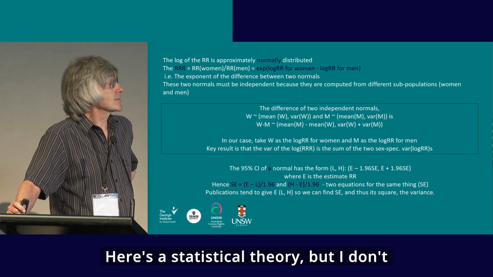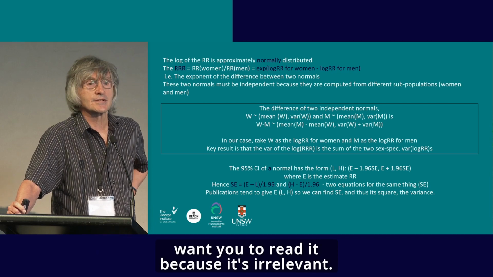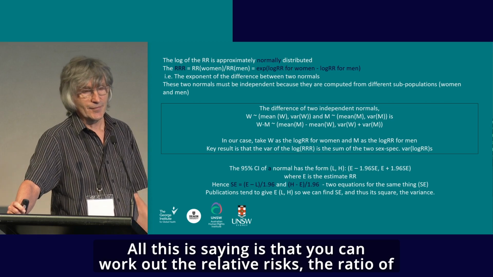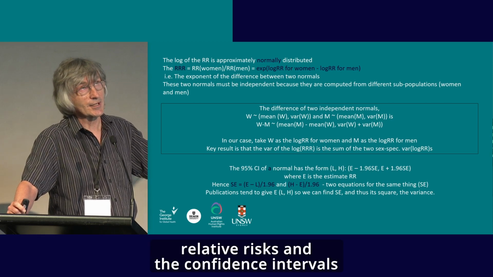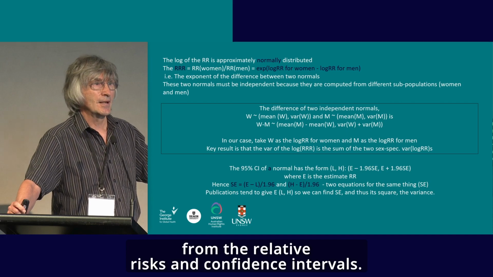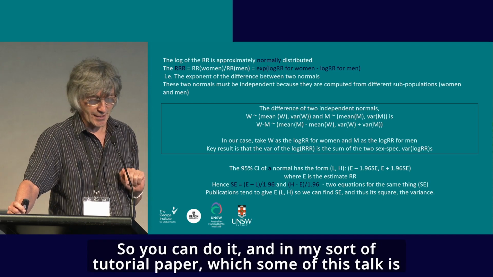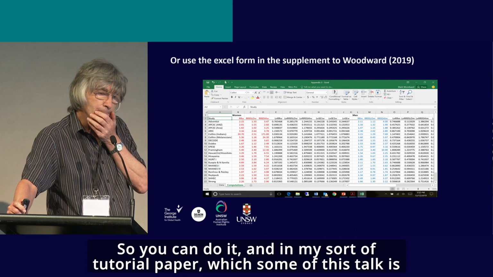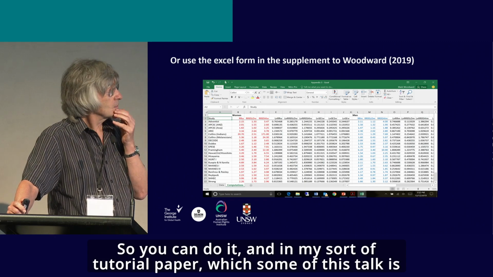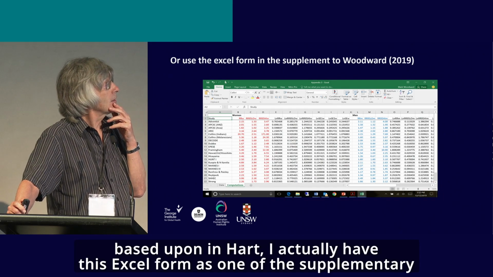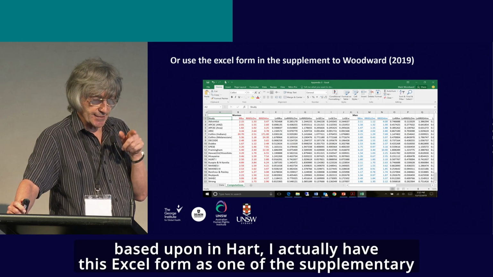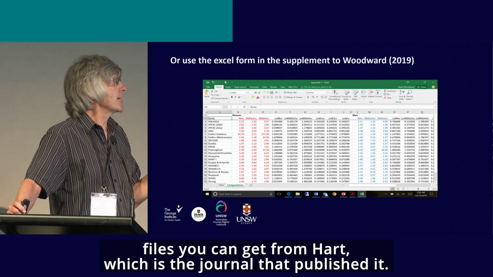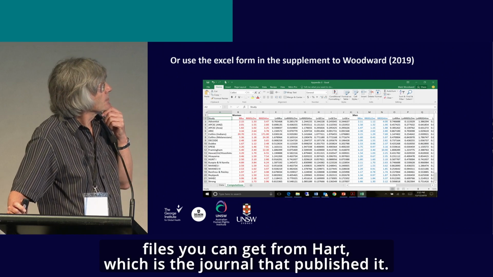There's the statistical theory, but I don't want you to read it because it's irrelevant. All this is saying is that you can work out the ratio of relative risks and the confidence intervals from the relative risks and confidence intervals. So you can do it, and in my tutorial paper, which some of this talk is based upon in Heart, I actually have this Excel form as one of the supplementary files you can get from Heart, which is the journal that published it.